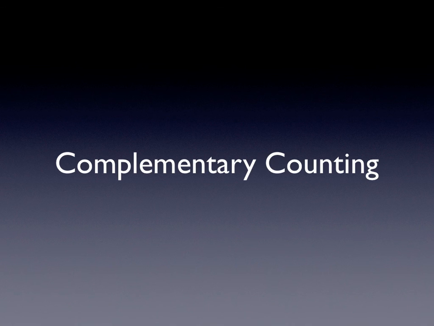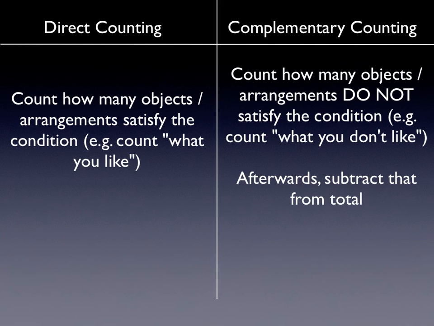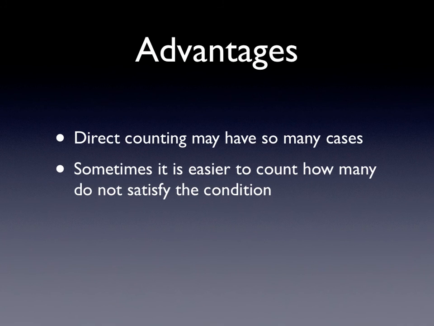In this video, I will present another way to count objects. Usually, when we count objects in a certain problem, we use direct counting, where we count how many objects or arrangements satisfy the condition. On the other hand, in complementary counting, we count how many objects do not satisfy the condition and then subtract that from the total. Usually, direct counting may have so many cases, so it might be easier to count how many do not satisfy the condition.